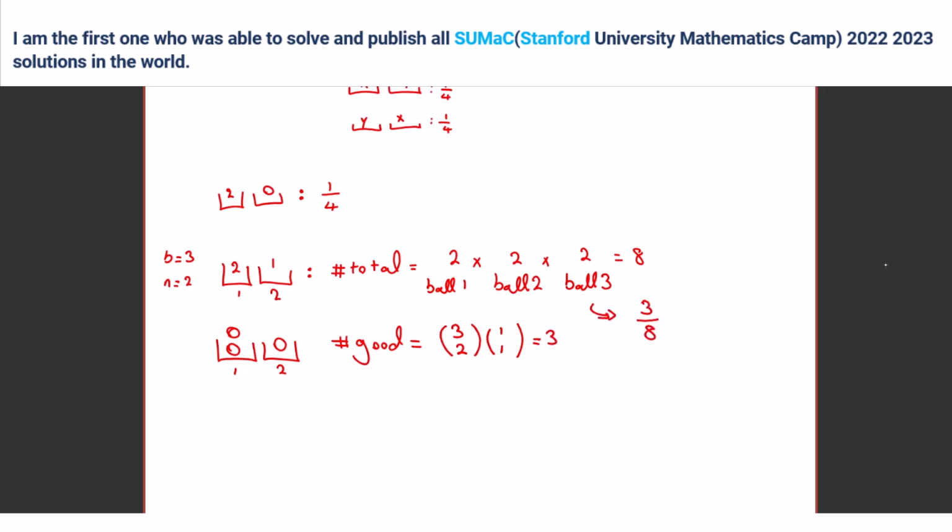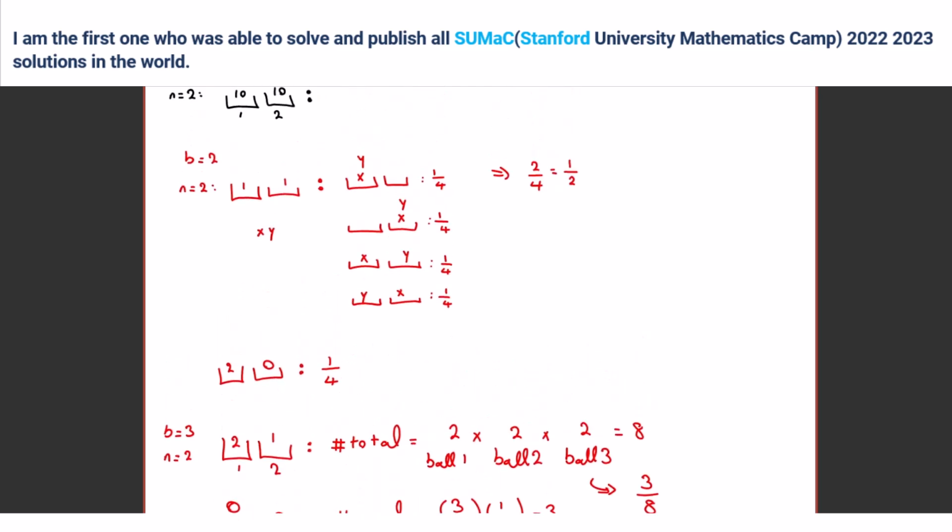Understand? Okay. For the previous one, for example, if you wanted to solve 1, 1, you say, okay, the denominator is 2 squared, and the numerator is 2 choose 1 times 1 choose 1, which is 2 over 4, which is 1/2, right?